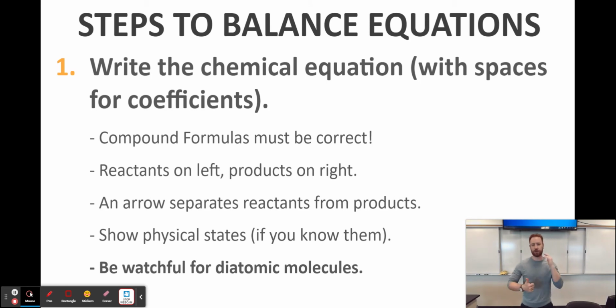Number one, you just have to write the chemical equation. So you need to dig up your knowledge of chemistry nomenclature and write out all of the compounds in a chemical formula first. So you've got to make sure you've got the right chemical compound formulas. You have to make sure you put the reactants on the left, the products on the right, an arrow in between them. You have to make sure that if you know the physical states, you indicate those with the letters in parentheses, and you have to be watchful for diatomic molecules. All of that was covered in the last video. So essentially, you need to do the writing chemical equations thing from the last video.